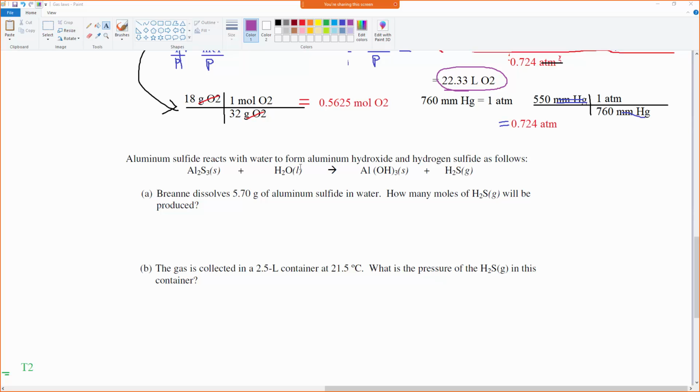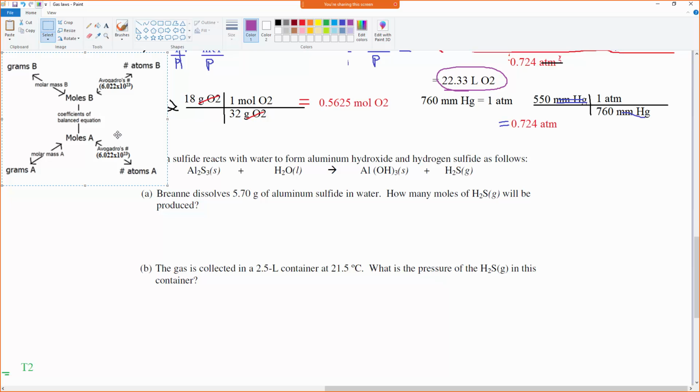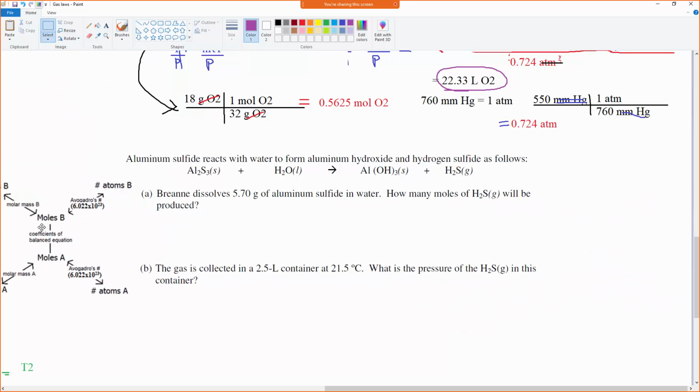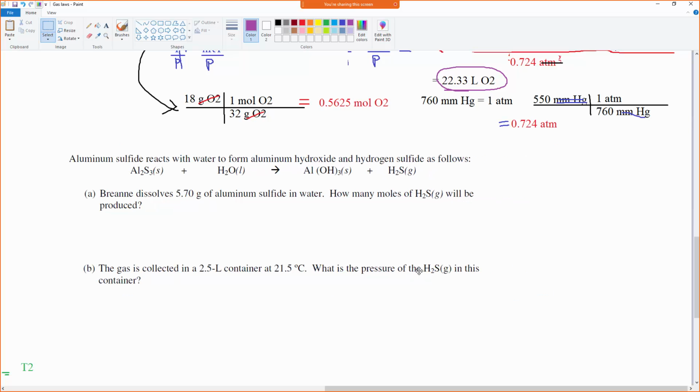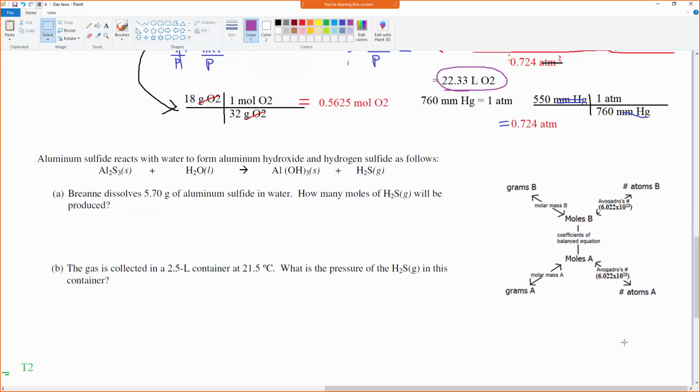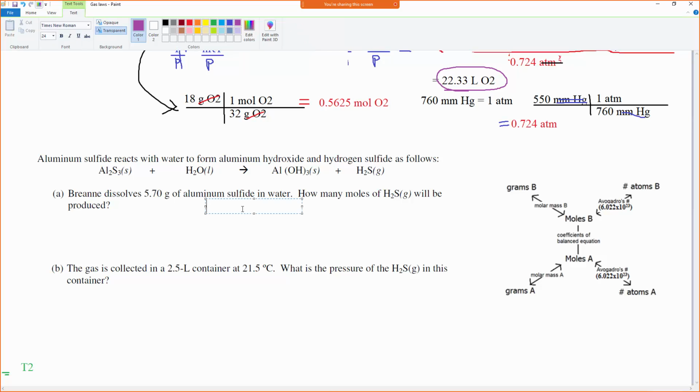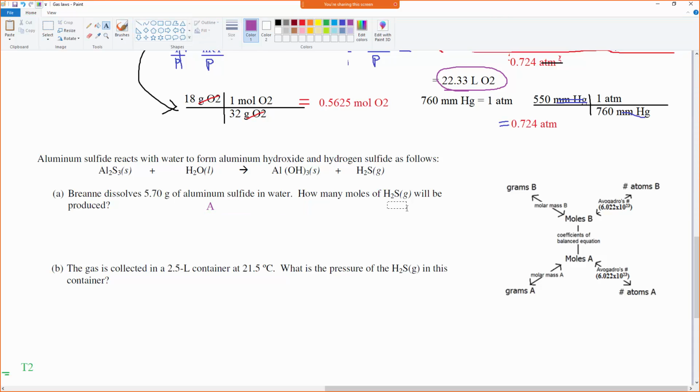So I'm going to bring over the roadmap, our favorite little guy here. I don't have any space for my roadmap. Let me move this guy over. Okay. All right. So I'm just going to say my aluminum sulfide, I'm going to call that A, and my H2S, that's going to be B. So they gave me grams of A, and now they want moles of B. Okay, so my roadmap says my molar mass is going to get me here, and the coefficients are going to get me here. All right, what shall I do first?